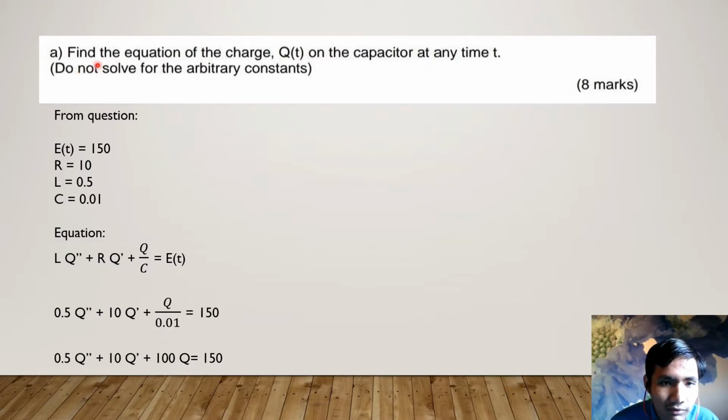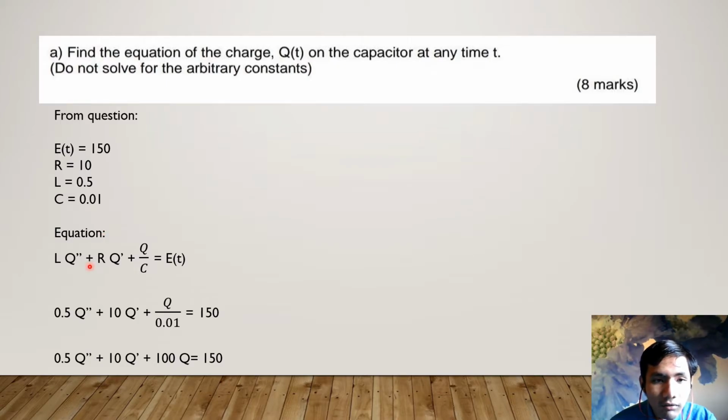Question A is: find the equation of the charge Q(t) on the capacitor at any time t. Do not solve for the arbitrary constants. To solve this, first we need to highlight the applied voltage, resistance, inductance, and capacitance. From the earlier question, the applied voltage E(t) equals 150, the resistance R equals 10, the inductance L equals 0.5, and the capacitance C equals 0.01.